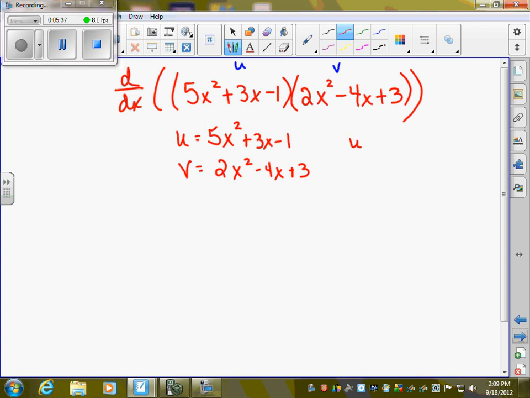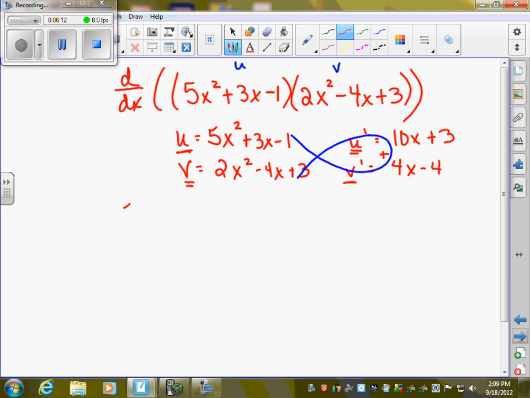Then we find u prime and v prime. So if I do u prime, I'm going to get 10x plus 3. V prime is going to be 4x minus 4. And now I do what I call a Jesus fish. Okay? And what you're going to do is you're just going to multiply along those diagonals. I'm going to take u times v prime plus v times u prime.